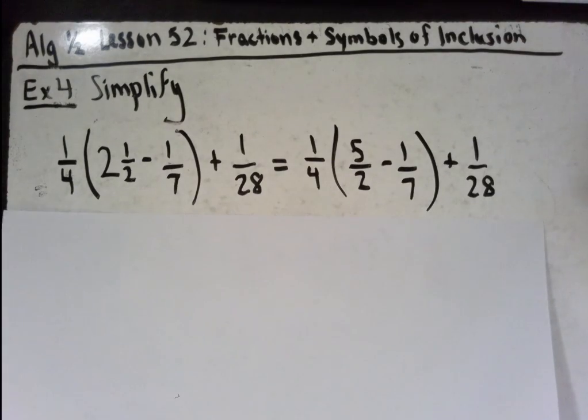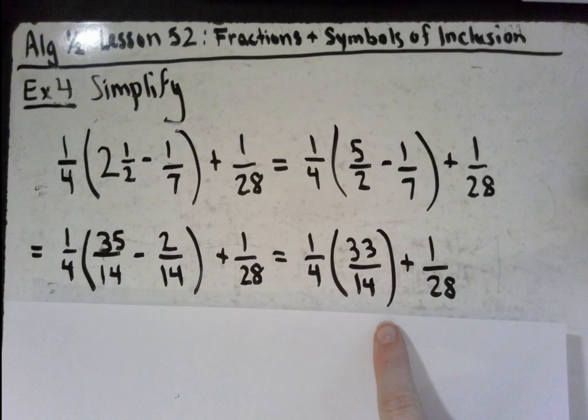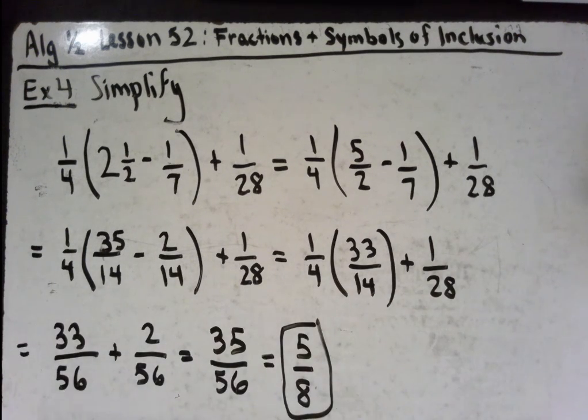Let's go ahead and check the answer for this example. The first thing I did was convert to an improper fraction, and then I had to get the common denominator, which was 14. Subtracting, I got 33/14. I had to multiply that by 1/4. I got 33/56 plus 2/56, which was the common denominator for this. I got 35/56, which can be reduced because they're both divisible by 7, and I got 5/8. So that's it for today.